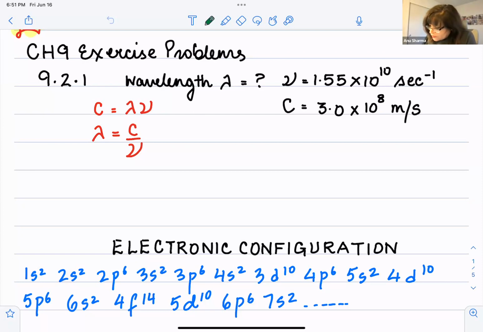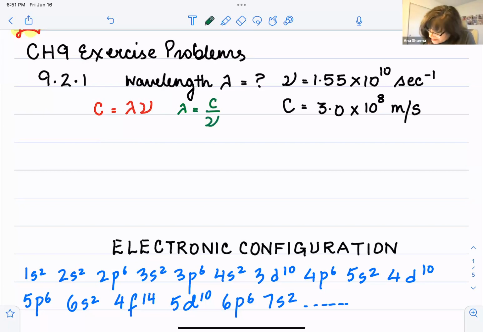So the formula that is going to be used is, we know that C is equal to lambda nu. Rearranging this, because we need to find the wavelength, wavelength is equal to the speed of light, C, over the frequency.